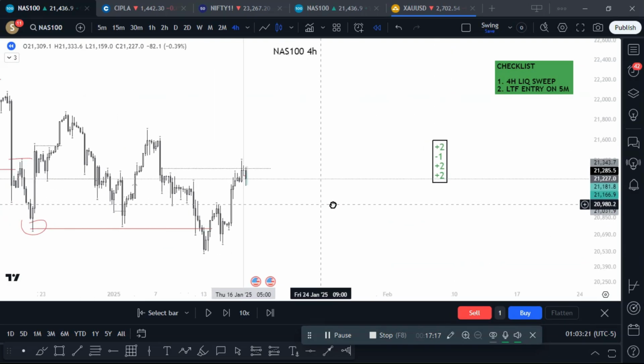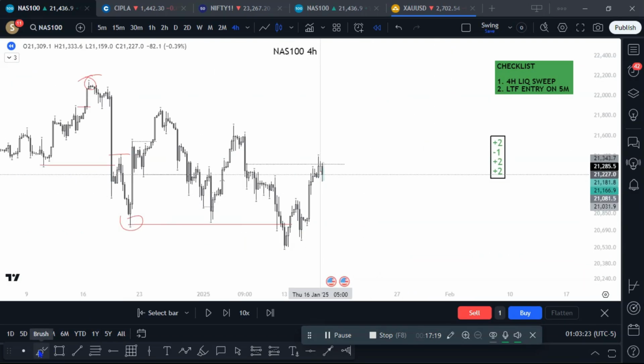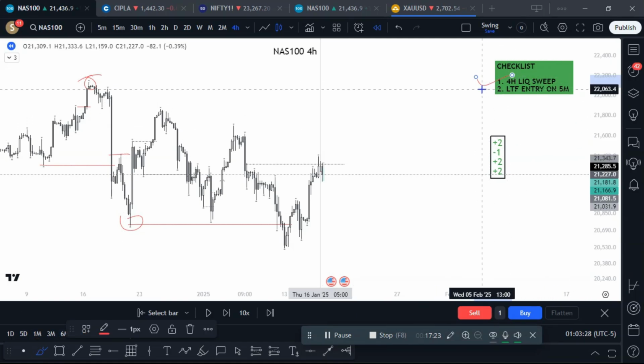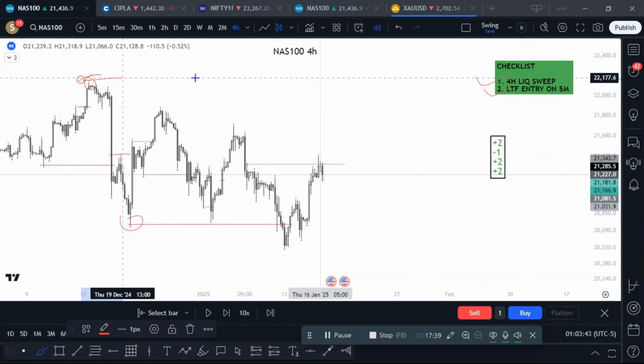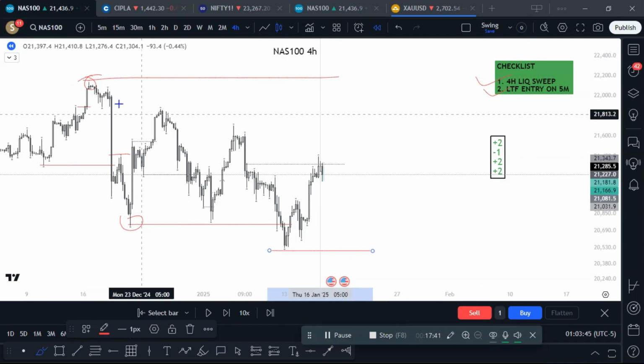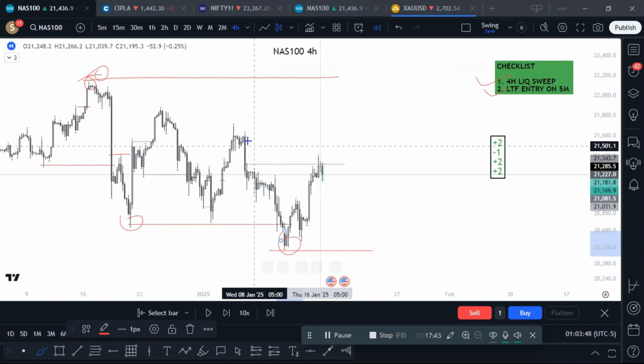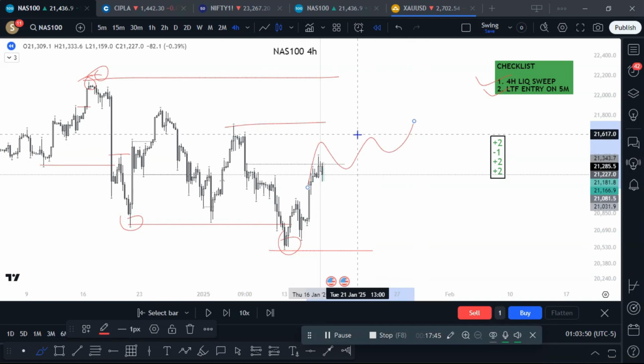Again, let's summarize the video. You need a 4-hour liquidity sweep, checklist number 1. You need lower time frame displacement on the 5-minute chart. Again, displacement is very important. What is displacement? Displacement is a market structure shift with a fair value gap. If the shift is coming without displacement, you will not take entry. And you will not trade the external structure. You will always trade between the ranges. This is where our edge lies. We sweep internal liquidity and we are catching the reaction.